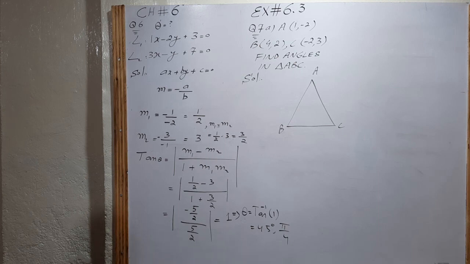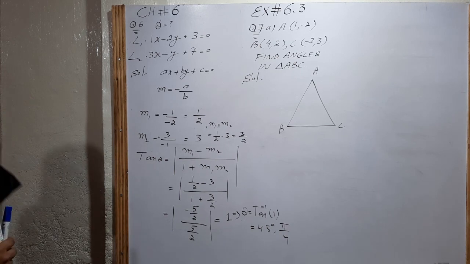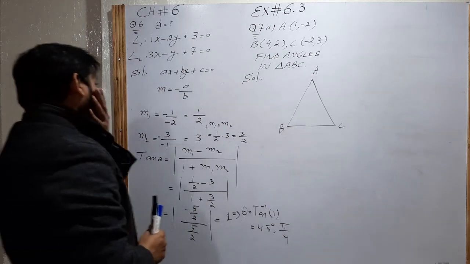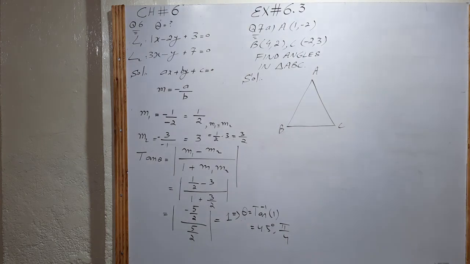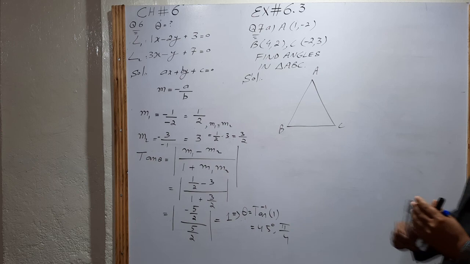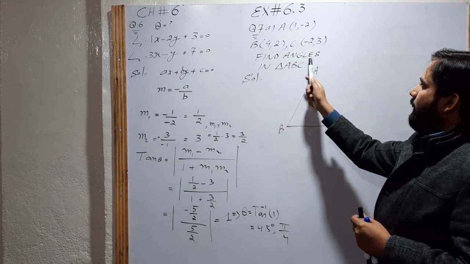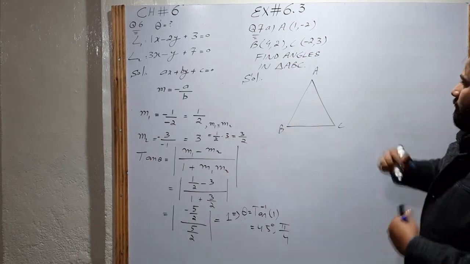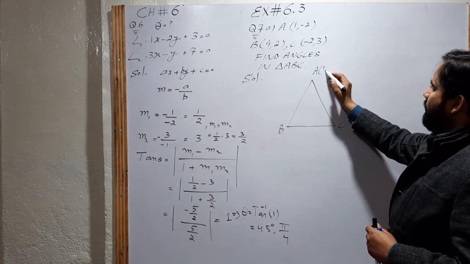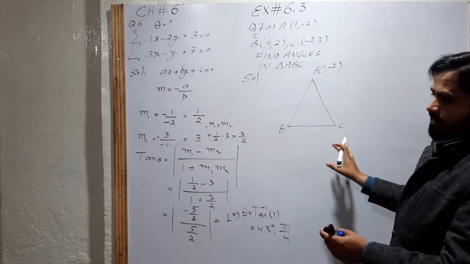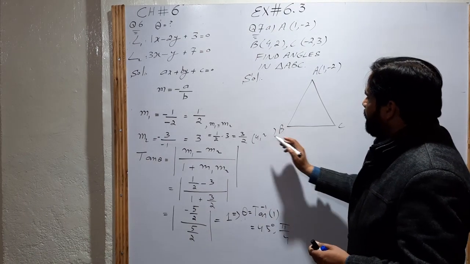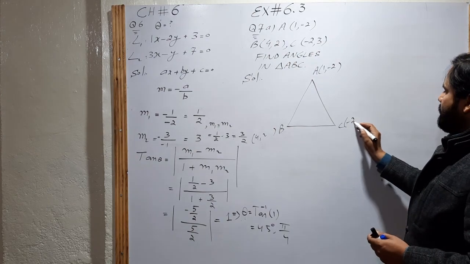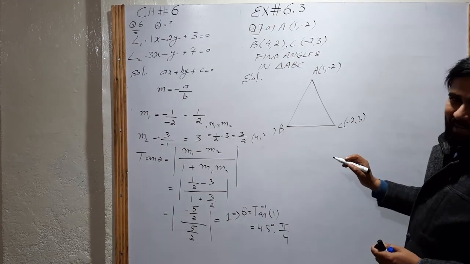Dear student, the next question is question number 7. I will give hints and ideas about question number 7. It is a home assignment. The statement is: find the angles in a triangle. Three points are given, A, B, C. For example, point A is (1, -2). There is a rough sketch, and B in this case is say (4, 2), and C in this case is (-2, 3). Find the angles in the triangle.